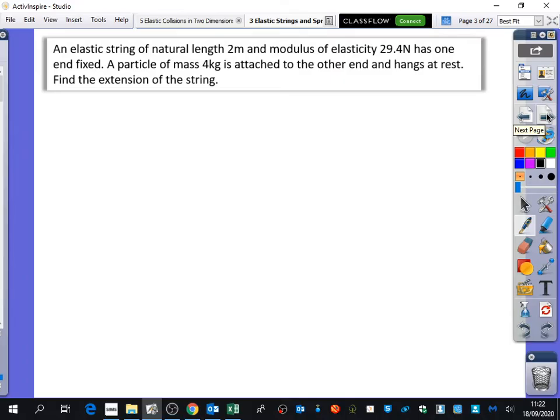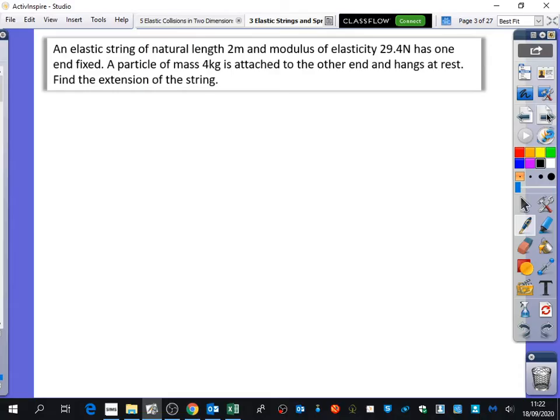An elastic string of natural length 2 meters and modulus of elasticity 29.4 newtons has one end fixed. A particle of mass 4 kilograms is attached to the other end and hangs at rest. Find the extension of the string.